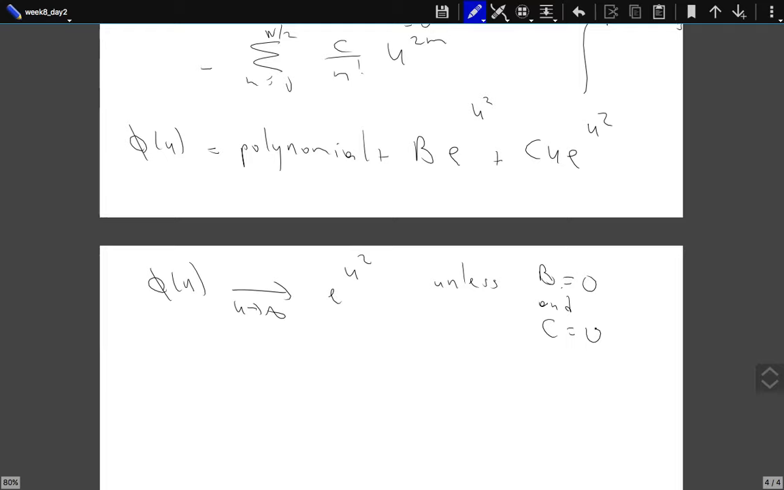Now, the only way that we can get rid of this problem is if... psi of u as u goes to infinity now behaves like e to the power minus u squared over 2 times e to the power u squared, which is e to the power u squared over 2. So my wave function diverges. So it's not normalizable. Of course, this is only true if either b or c are non-zero. If any one of them is non-zero, then I have this problem. So the thing is now, we have to make sure that b and c are zero.